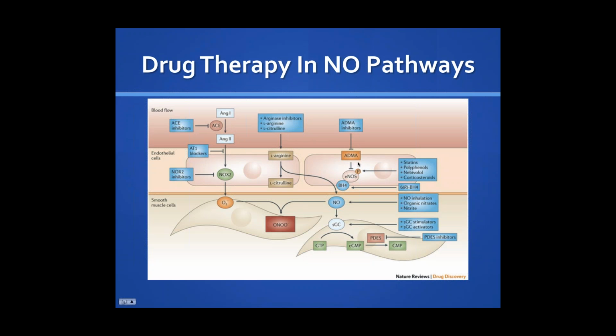ADMA inhibitors can block it over here. Statins, polyphenols, etc., block this pathway here in the production of endothelial nitric oxide. Here's BH4. You can have organic nitrates or nitric oxide inhalation, which can increase this pathway down here. Organic nitrates and nitrites enter this way. These stimulators will increase production of nitric oxide here. Those PDE5 inhibitors, this is Viagra, and this is how it works, by keeping nitric oxide from breaking down. So cGMP will break down nitric oxide, so it blocks that enzyme here.